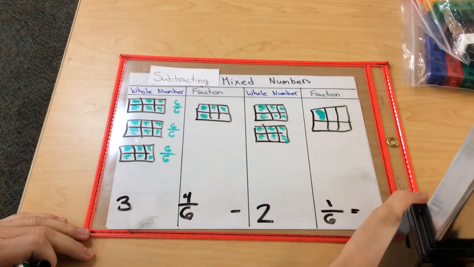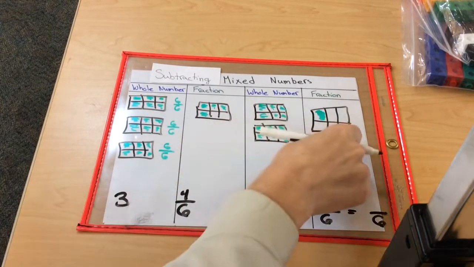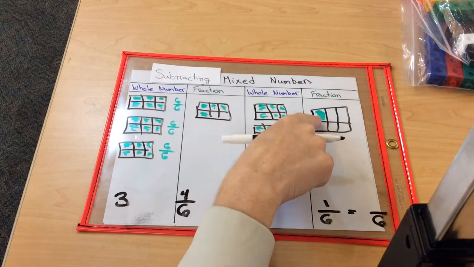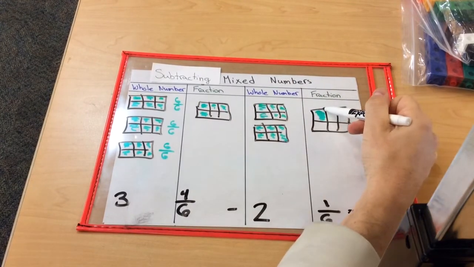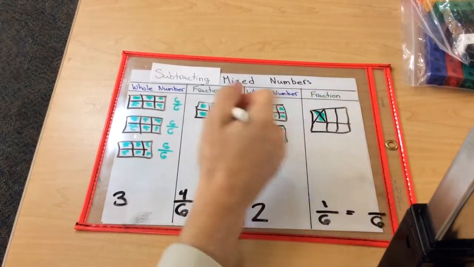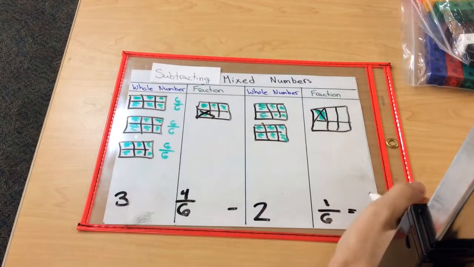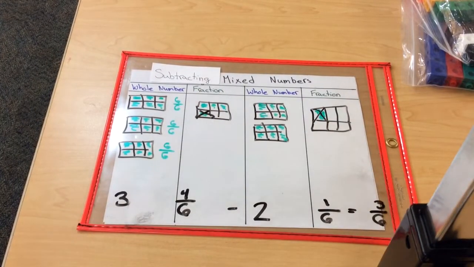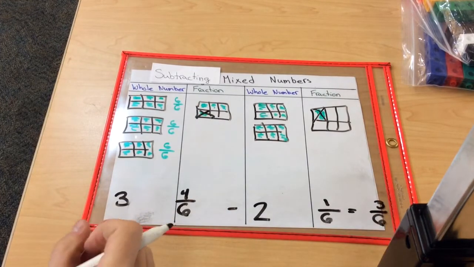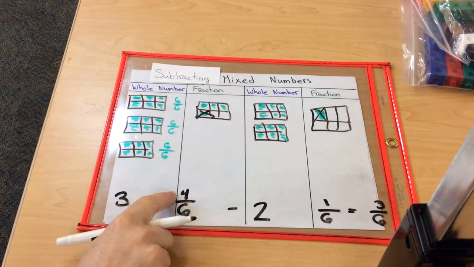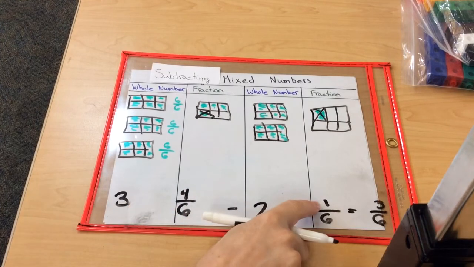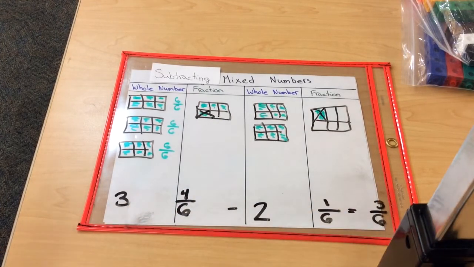I start with the fraction. And here, I can't pick up my drawing, but I can see that I have one piece. So I'm going to cross out one piece. And I'm going to cross out one piece for my fraction. Notice I'm starting in the fraction section. And I'm going to see what was left over. And here I have 1, 2, 3 pieces out of 6. My denominator did not change. And the numerator, I found it by doing 4 minus 1, which gives me 3.